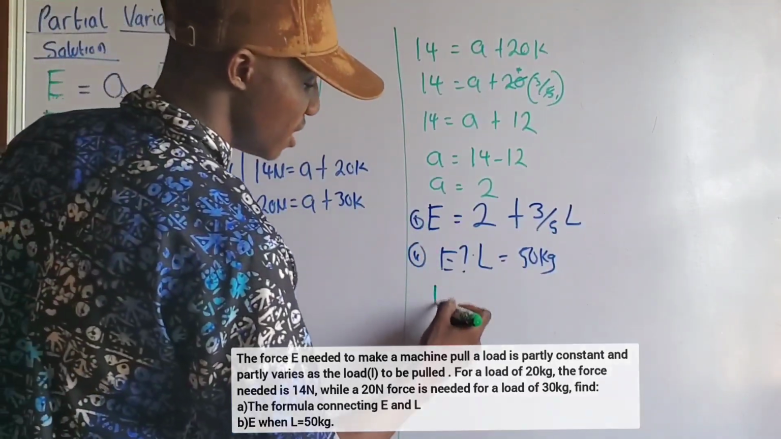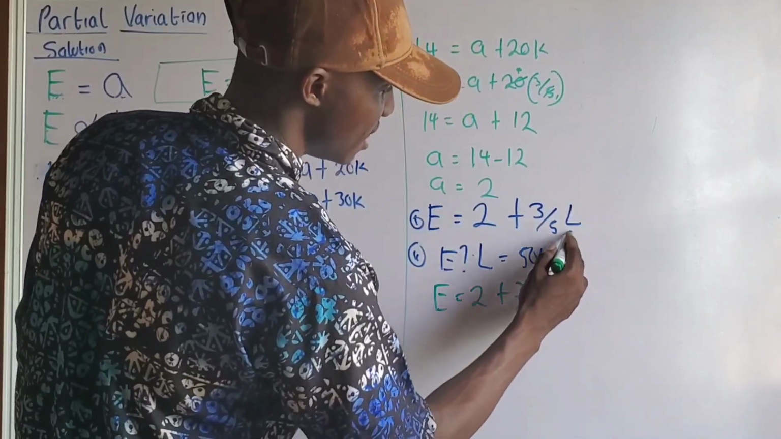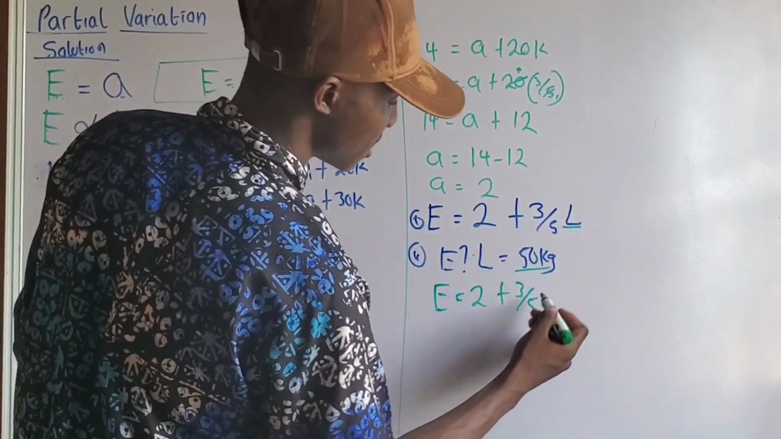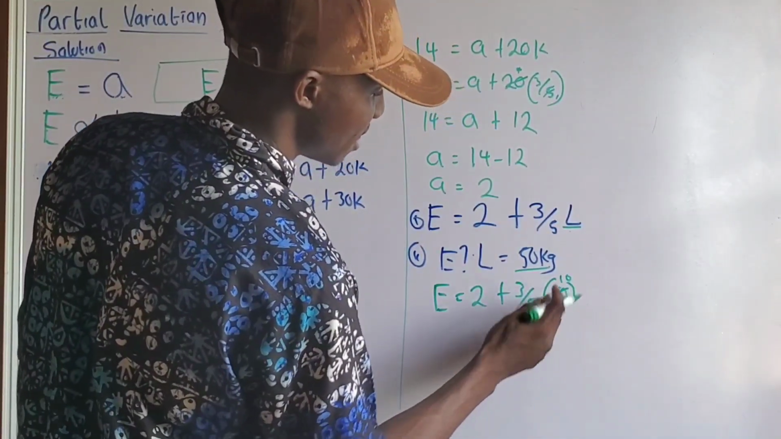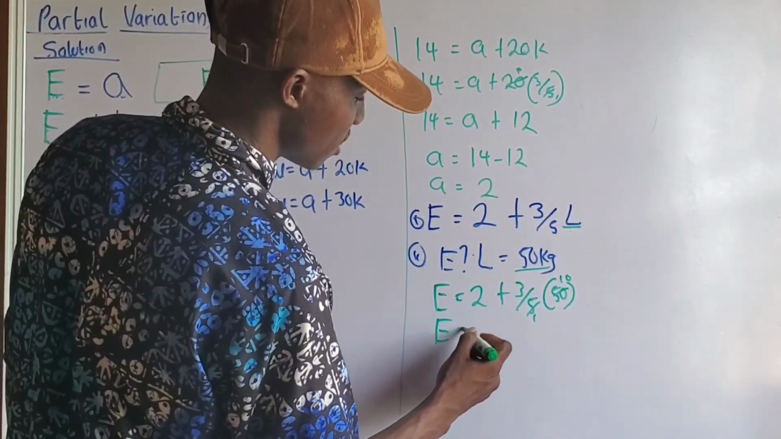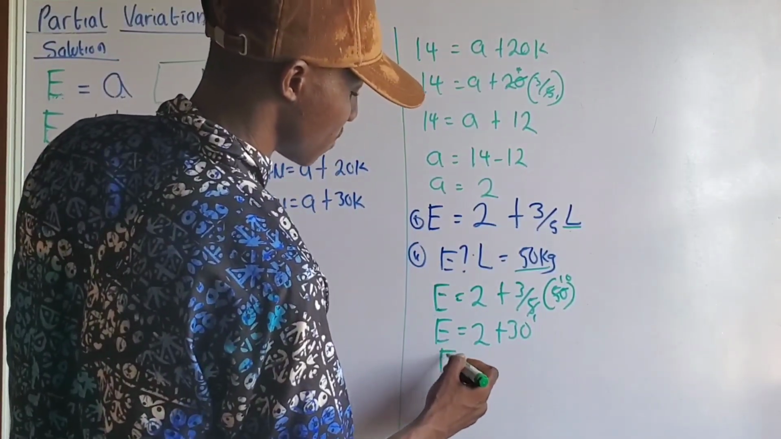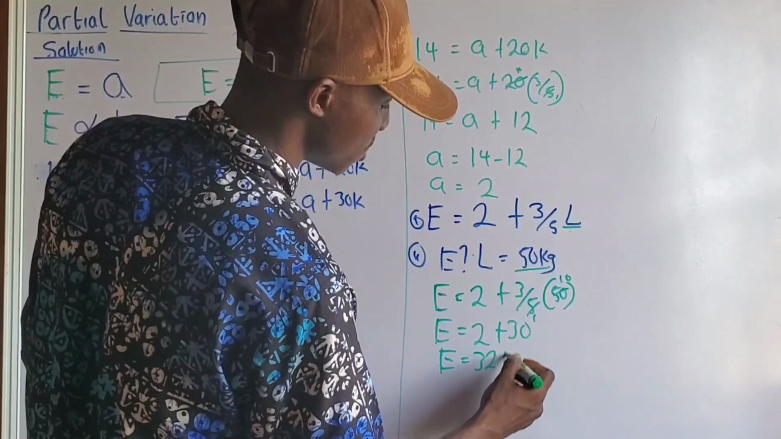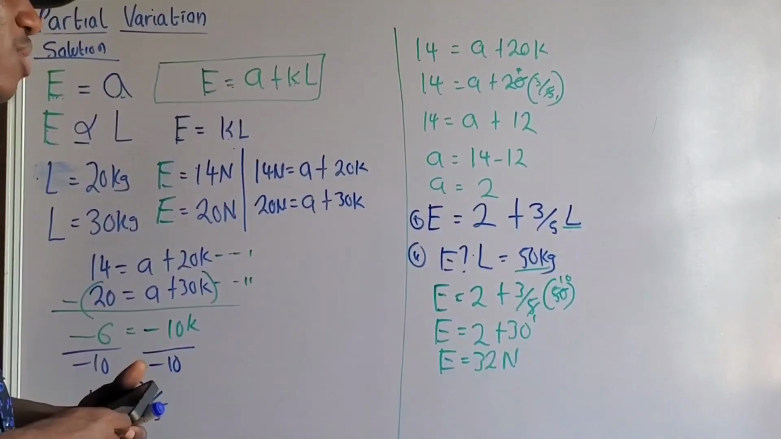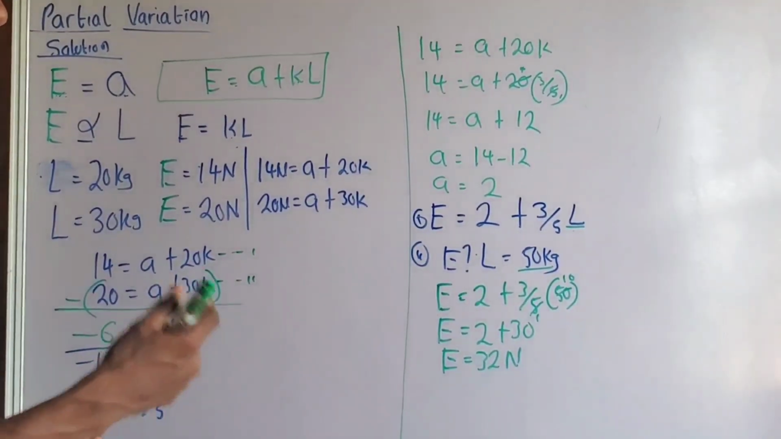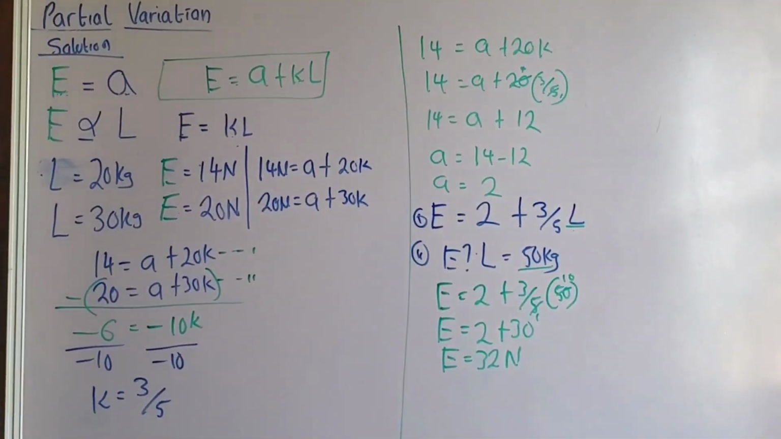Are you getting it? So E is equal to 2 plus 3 over 5 L. Instead of L, we are going to replace it with 50. Multiply by 50, right? Yes. So 5 here 1, 5 here 10, right? 10 times 3 is 30. So I'm going to have E equals 2 plus 30. So 2 plus 30 is 32. I'm going to have E equals 32 Newton. So when the load is 50 kilogram, the force required to pull the load is 32 Newton. Do you understand? Okay, so that is the solution to that question.